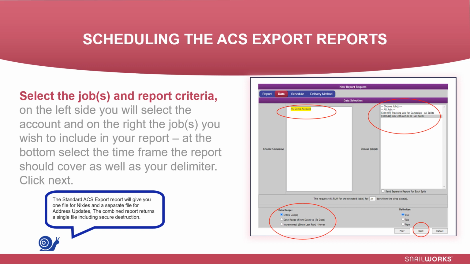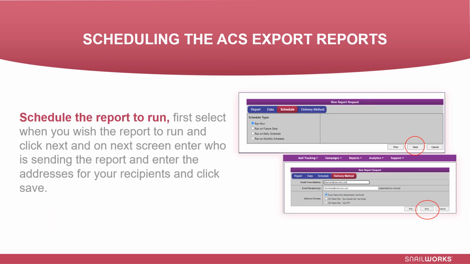Then in the right-hand area, you can select your delimiter. By default, your file is going to deliver to you in a CSV format, but you could pick a pipe or a tab delimited file. And once you've made your selections, go ahead and click the Next key. Now you're ready to schedule your report.